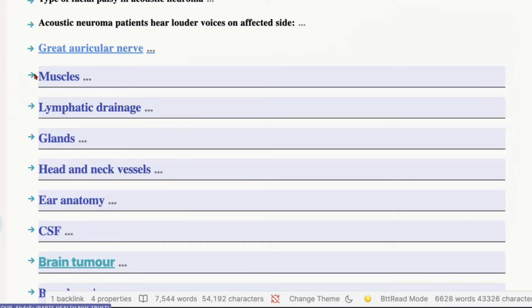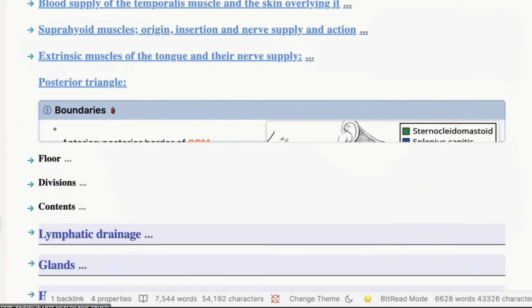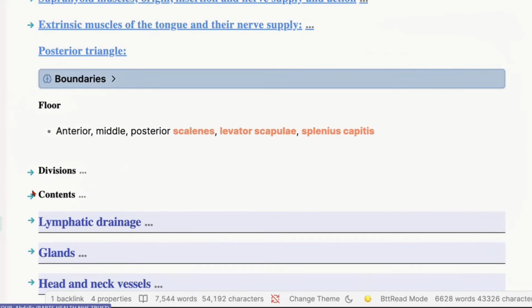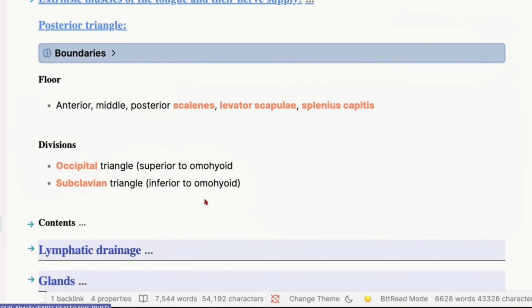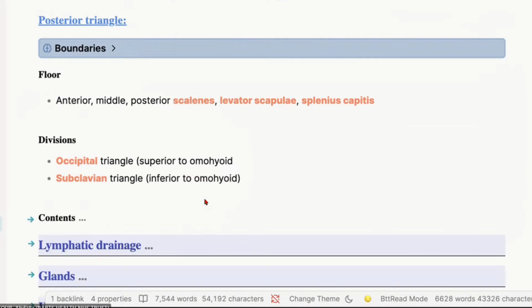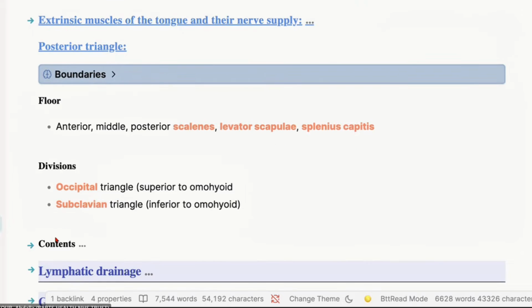All right, so let's do the neck triangles. What are the boundaries of the posterior triangle of the neck? So the boundaries of the posterior triangle would be sternocleidomastoid, trapezius, and the middle third of the clavicle. And what are the contents of the posterior triangle? So the contents of the posterior triangle would be the carotid artery, the external carotid artery, vein, the subclavian artery, I think part of the cervical sympathetic plexus.